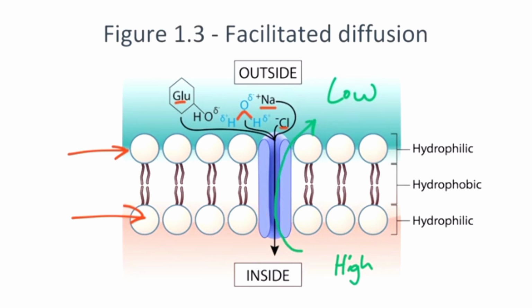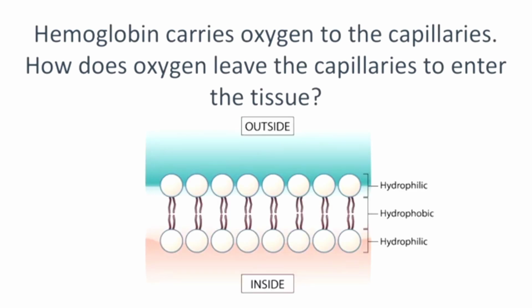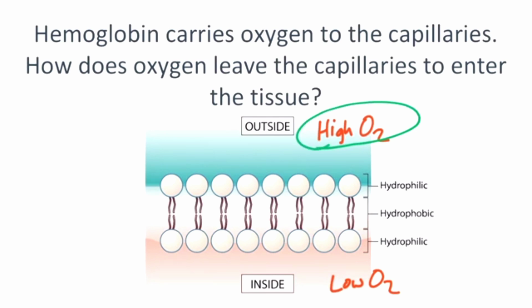So now let's do some questions to apply this. Hemoglobin carries oxygen to the capillaries. How does oxygen leave the capillaries to enter the tissue? It's important to recognize that oxygen can traverse cell membranes via simple diffusion, meaning only a concentration gradient is necessary to pull oxygen into the cells of the tissue. Now oxygen is low in the tissues and high in the arteries and capillaries. So oxygen will freely transfer from where it is in high concentration outside the cell, and then it can go into the cell where it's in low concentration.